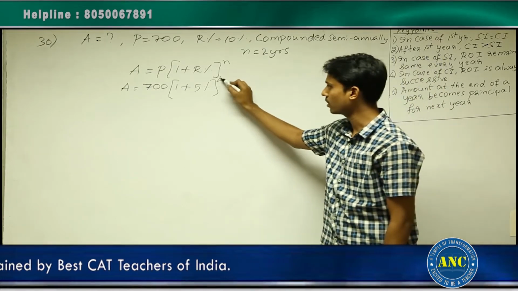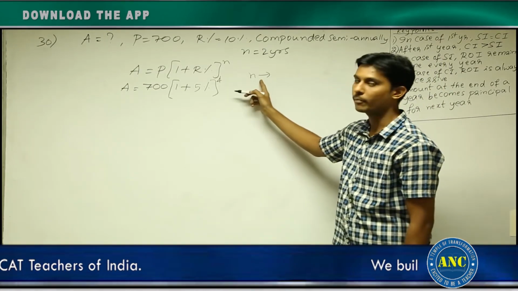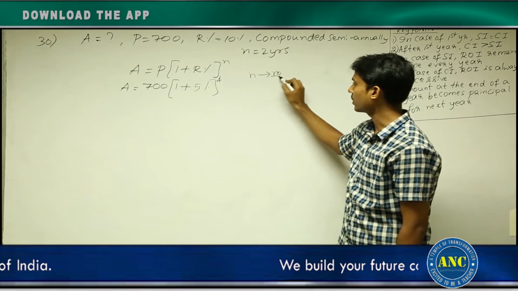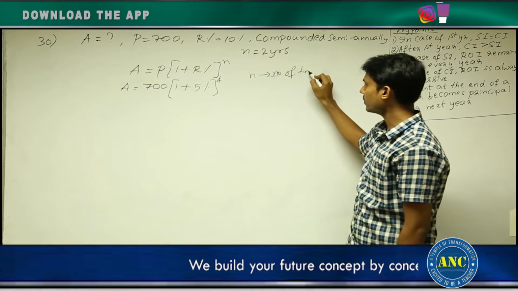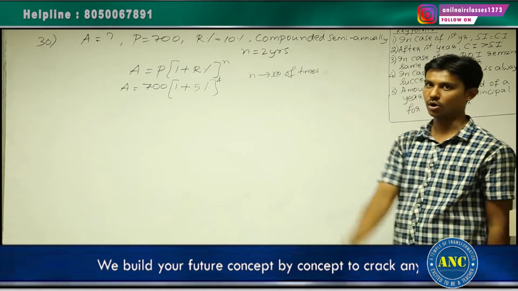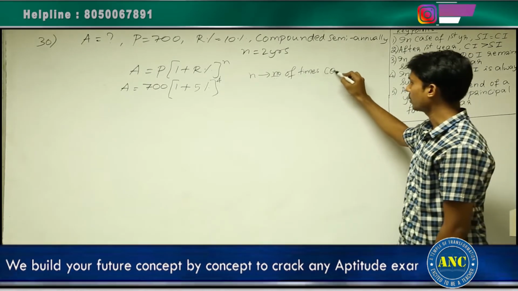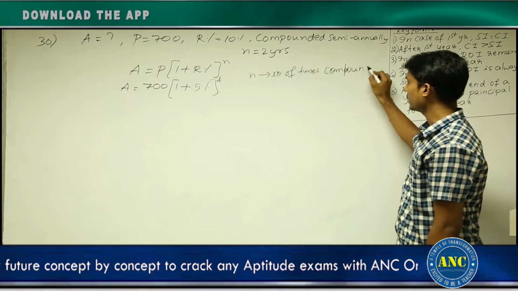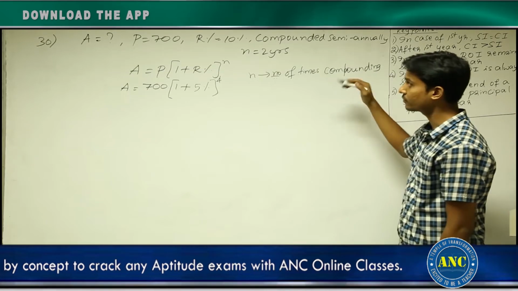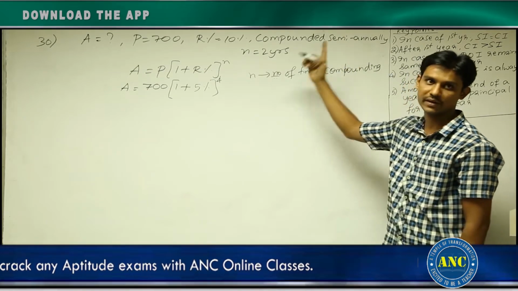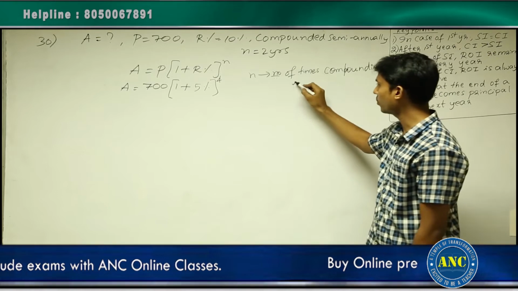N is nothing but 4. Please see here, N is not the number of years. N is nothing but number of times. Number of times I am meeting you, or in other words, number of times compounding is done. N is the number of years only in case of compounded annually, not everywhere. Okay? Number of times compounding is done.